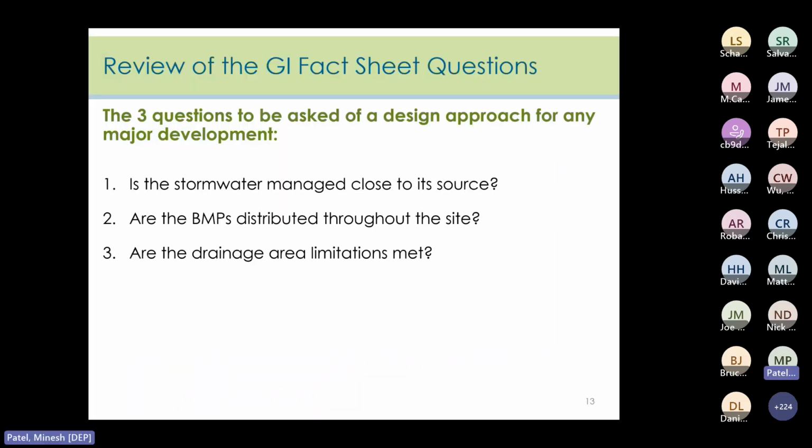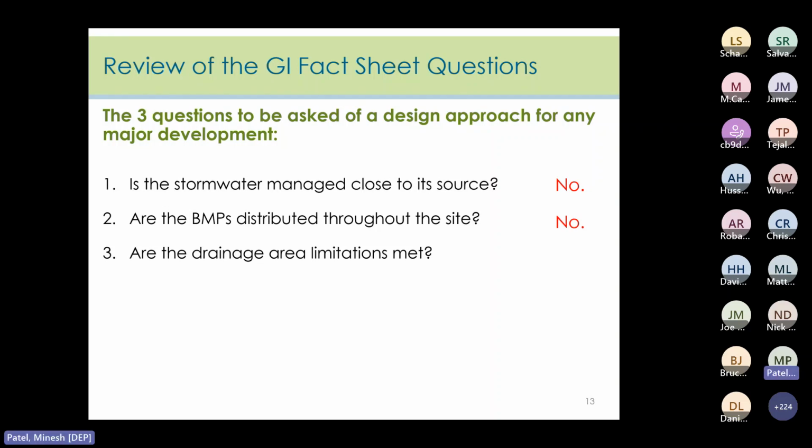So let's conclude the review of this example by answering the 3 GI questions for the proposed design, even though only one small-scale infiltration basin was actually proposed. They must all be answered with a yes for the project to meet the GI rule requirement. So 1, the BMPs were not located next to the parking areas, so the first answer is no. The BMPs were all located near each other, so they're all along the southern property line as you saw. So the answer to number 2 is also going to be no.